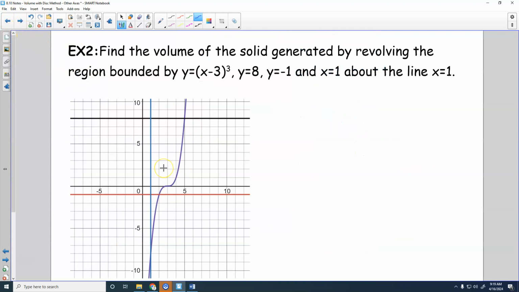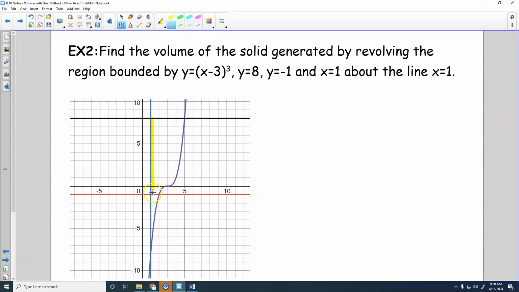We may not do all of them. Well, we're definitely not doing all of them here. All right, let's do a vertical line. Okay, so for this one, we have the volume of the solid generated by revolving the region bounded by y equals x minus 3 to the third, y equals 8, y equals negative 1, and x equals 1 about the line x equals 1. So we are looking at, it thankfully has it graphed for us already here.